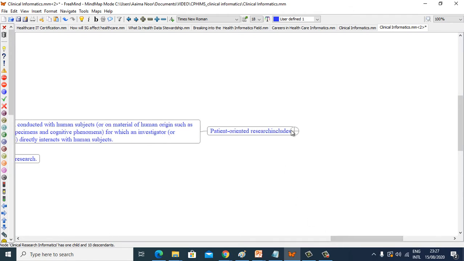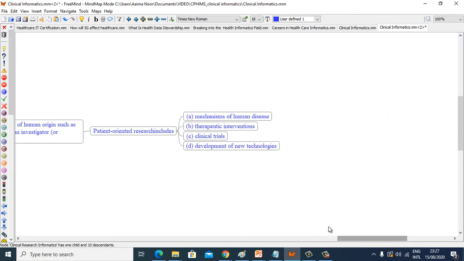Patient-oriented research includes mechanism of human disease, therapeutic intervention, clinical trials, and development of new technologies.